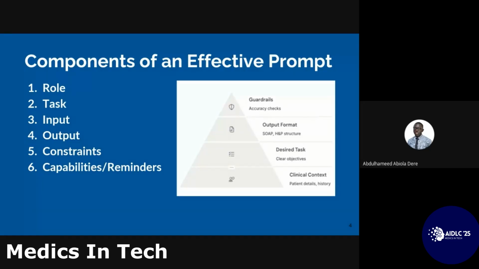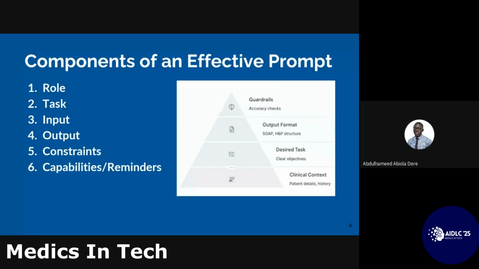So the task is you are telling the LLM what exactly you want it to do for you, right? You've given it the patient's clinical information, and you tell it to generate 5 differential diagnoses for you. That is the task. And then the output format, as I said when I was explaining the outputs for prompt engineering, it's also important to tell the LLM the output format you want. Is it a SOAP format, which is subjective, objective, assessment, and plan, right? Or is it an H&P structure?